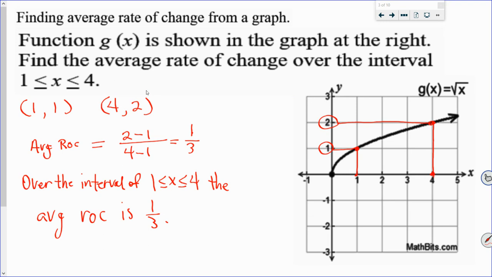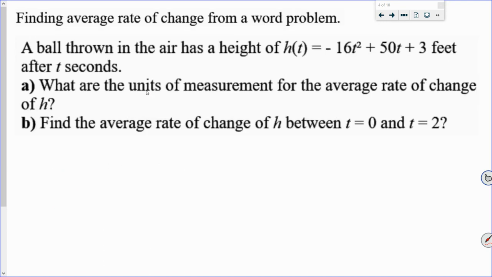Give me just a second to finish copying those down. All right, I think we're all there.